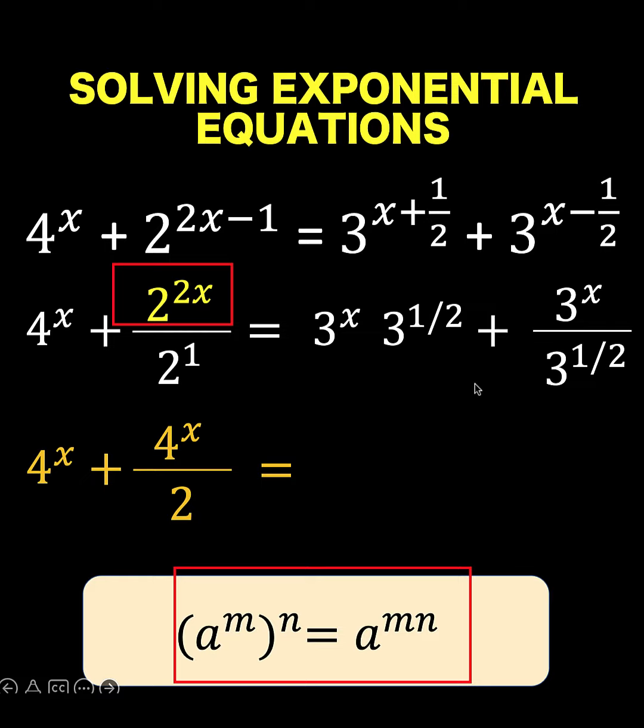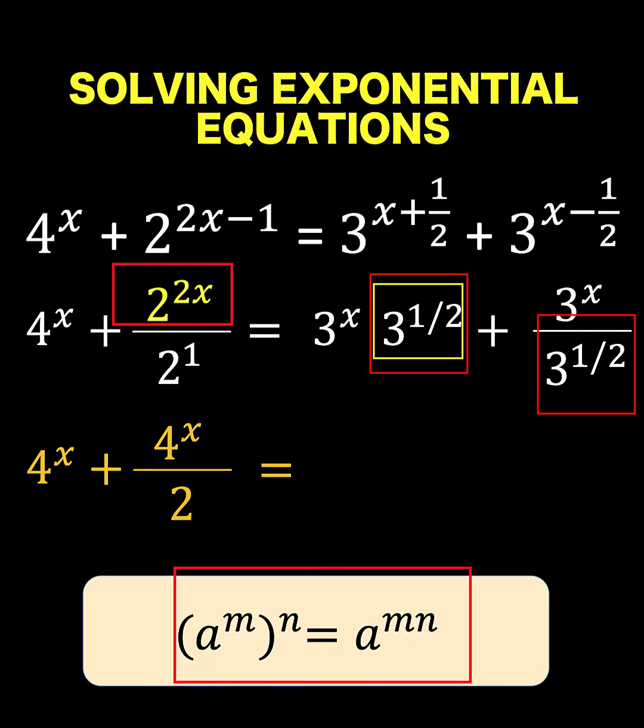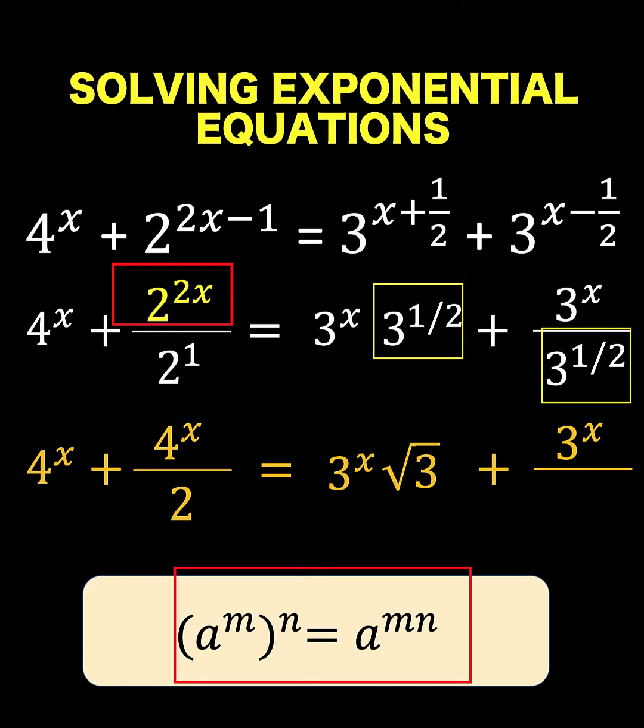Now, at the right side of this equation, notice that this 3 raised to fractional exponent 1/2 and 3 raised to fractional exponent 1/2 at the second expression at the right, we can write them in radical notation. That is equal to square root of 3. So the right side now becomes 3 raised to x times square root of 3 plus 3 raised to x over square root of 3. What we did was we rewrote 3 raised to 1/2 as square root of 3.